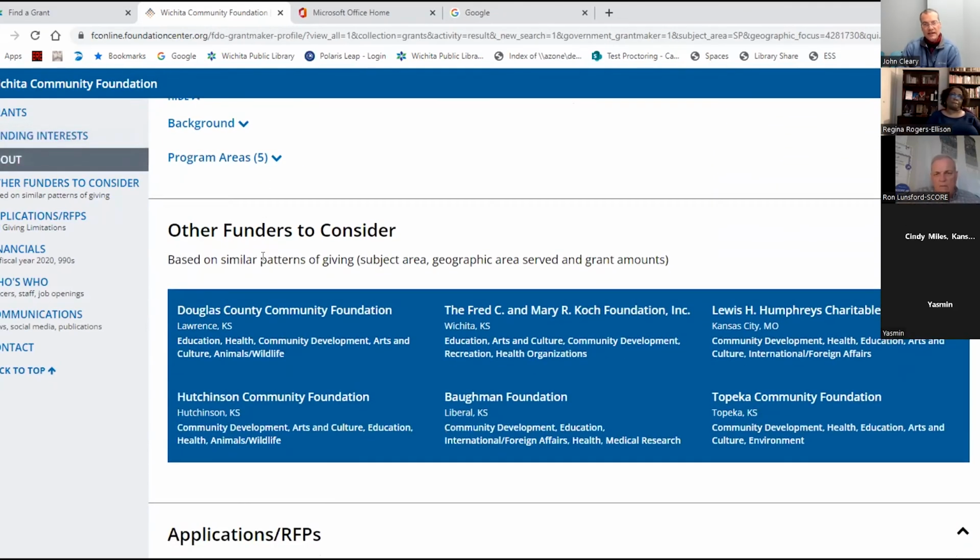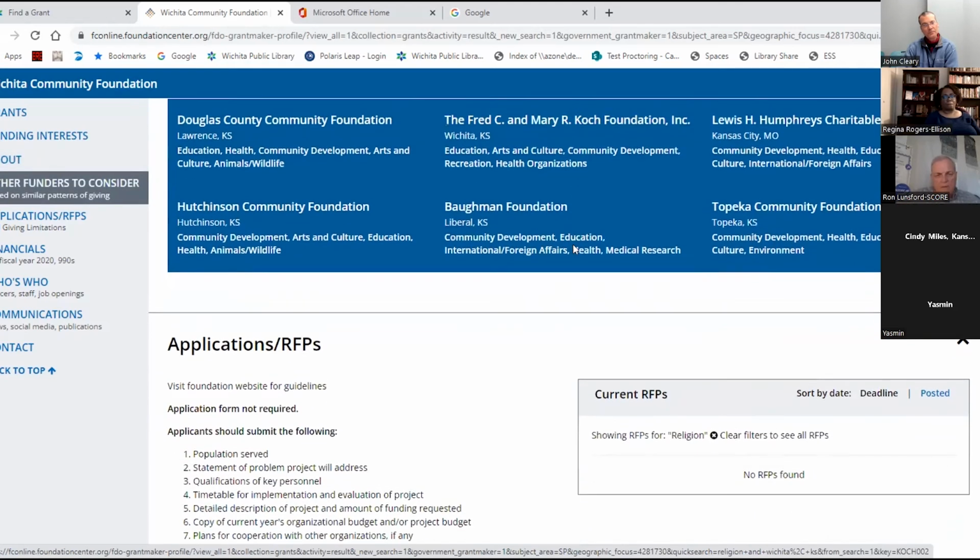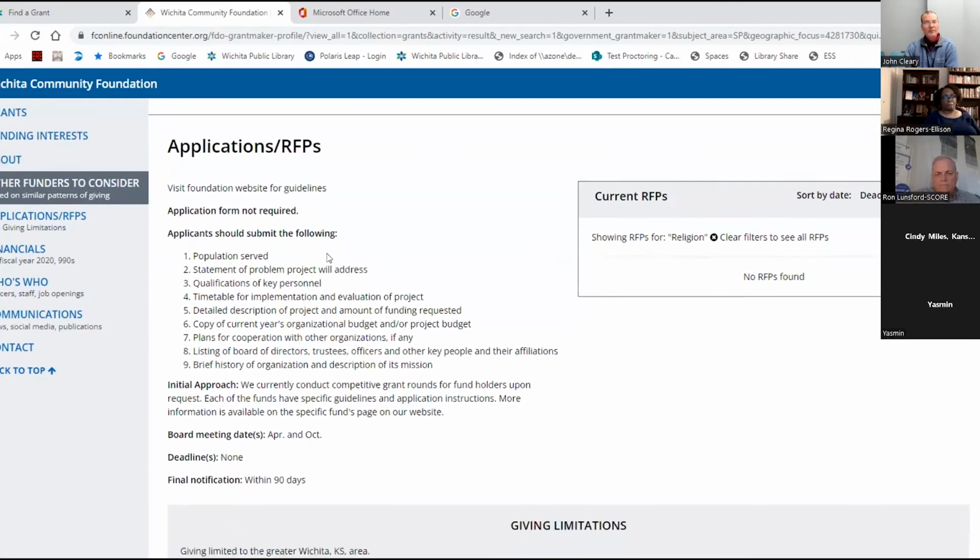And what's nice about this database is once you find a good match, it will give 6 other funders to consider based on similar patterns of giving. So here it has 6 other profiles that you can go into grant makers and see what the application process is for them as well. And this is where the application process is located, and also RFPs, which is requests for proposals. Visit foundation website for guidelines. Generally, they will have a website that has their guidelines and their application form if they have one.